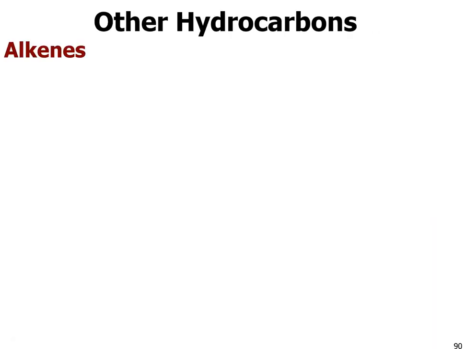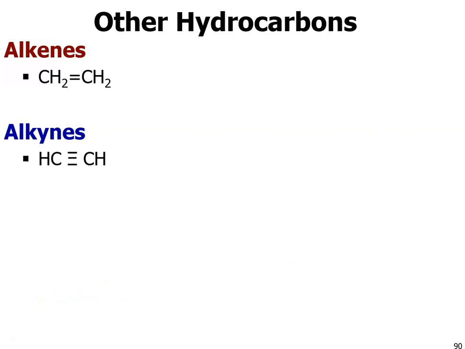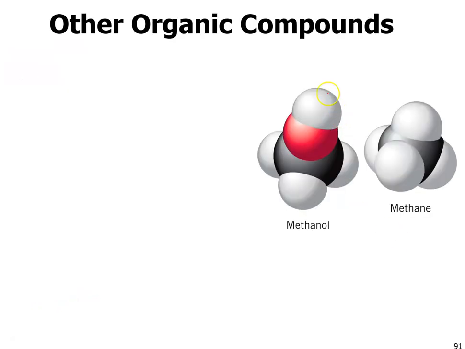Other hydrocarbons, alkenes. I talked about double bonds. Remember, I talked about that in a previous example where I drew out a double bond. These are when, instead of single bonds as with the alkanes, we have double bonds with alkenes. Alkynes will have triple bonds. And we can have other functional groups here.